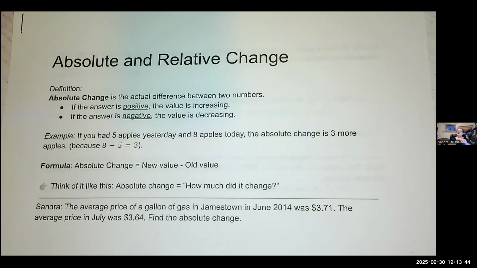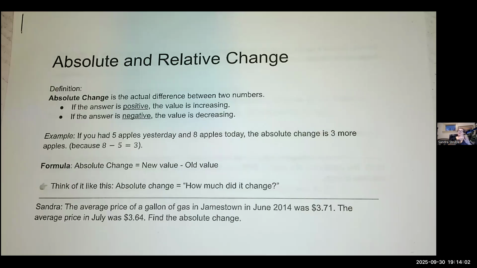You will not answer with a sign of positive or negative in your answer. All of your answers will not have a negative sign. You'll use the words decreasing, or if they are positive, you'll use the words increasing. So you're going to use words, sentences to answer these problems.